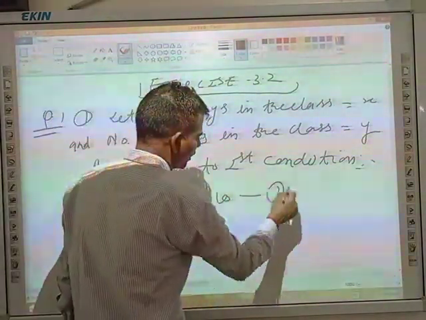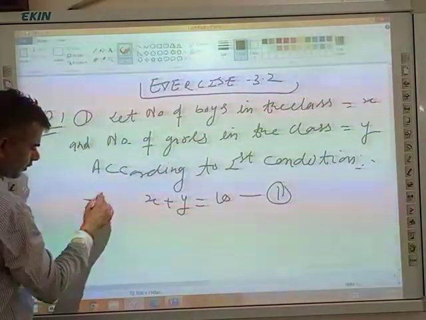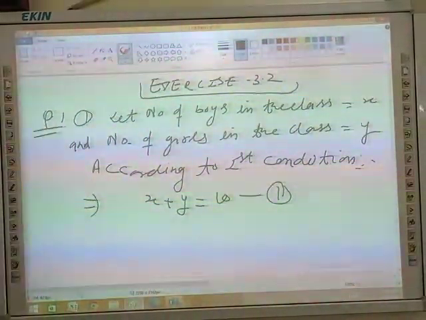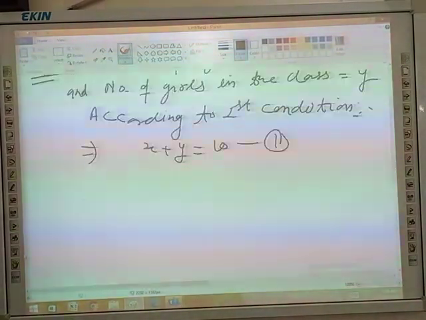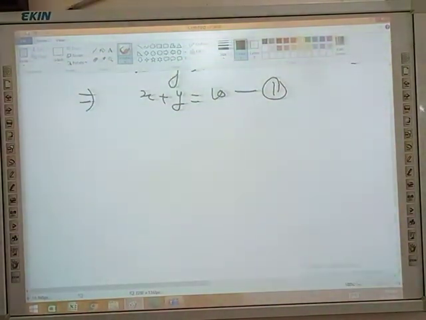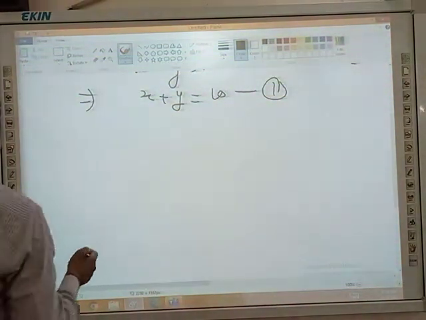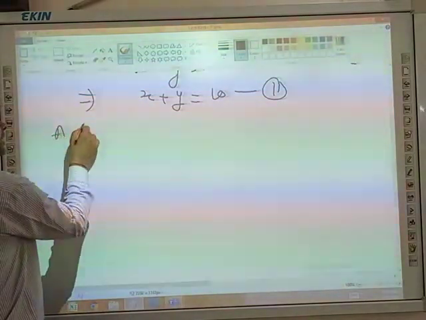Student, any doubt? Any problems? No, sir. No doubt. Number of boys plus number of girls is equal to 10. Now student, in your second condition, number of girls is 4 more than number of boys. According to second condition.